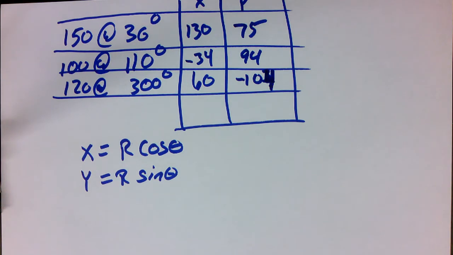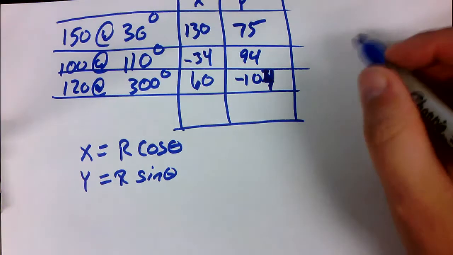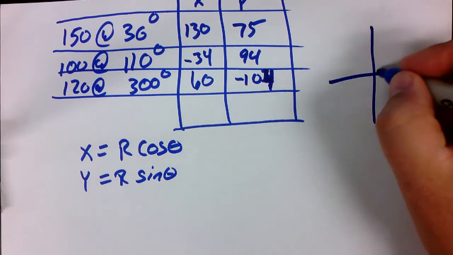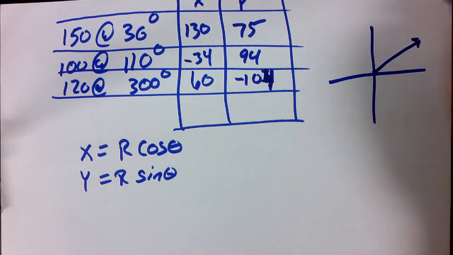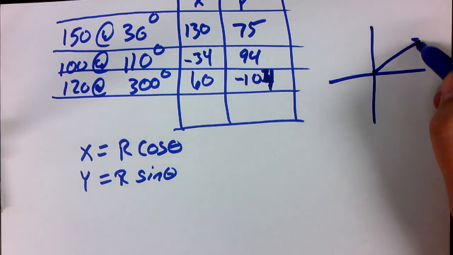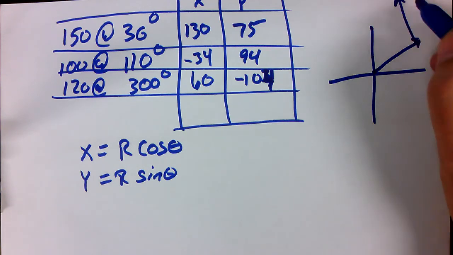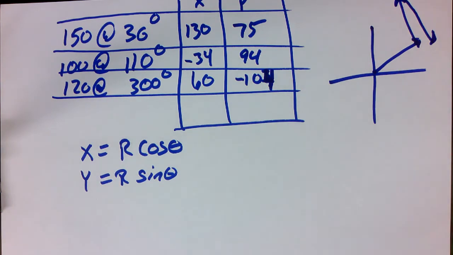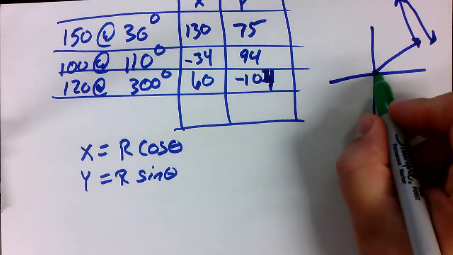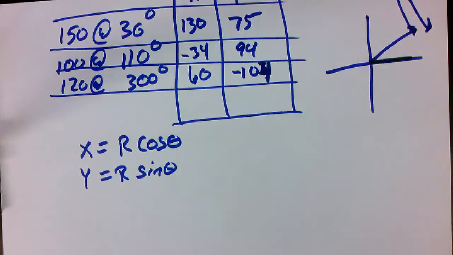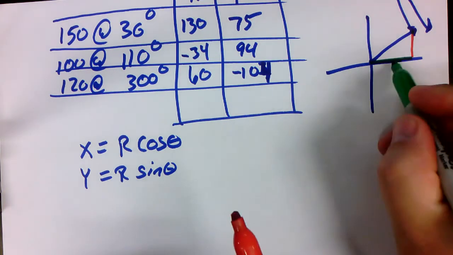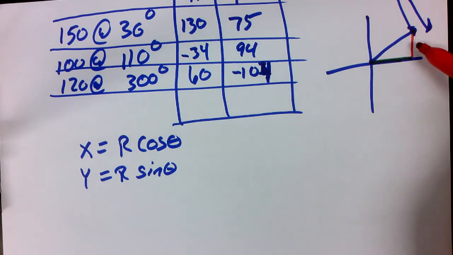So what we have done here, and I think it's always important to draw yourself a quick picture to validate what it is you're doing, is we are adding together the 150 at 30, which is approximately that way, and the 100 at 110, which is approximately that way, and the 120 at 300, which is approximately that way. And so what we just found is the x value for the first vector, and then the y value for the first vector. This would be 130, and then this is 75.